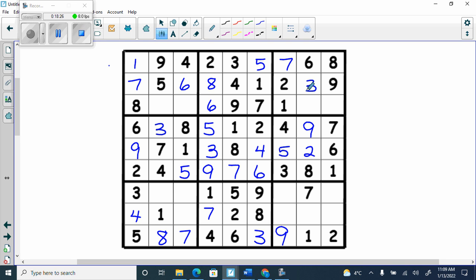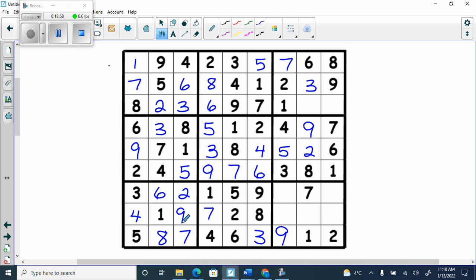What else? What about the top, this one? I'm missing a 2 and a 3. So 3 will go beside the 6. And then a 2 there. Then in this row, I'm missing 1, 2, 3, 4, 5, 6. Okay, and then 1, 2, 3, 4, 5, 6, 7, 8, 9.